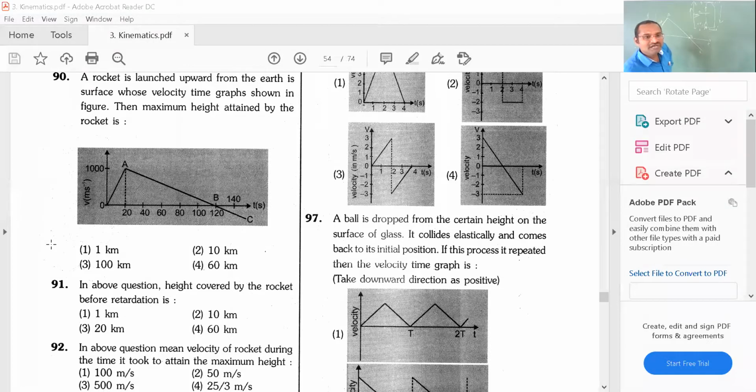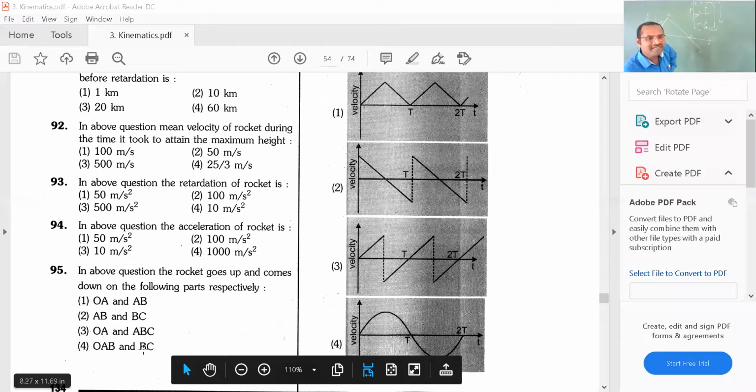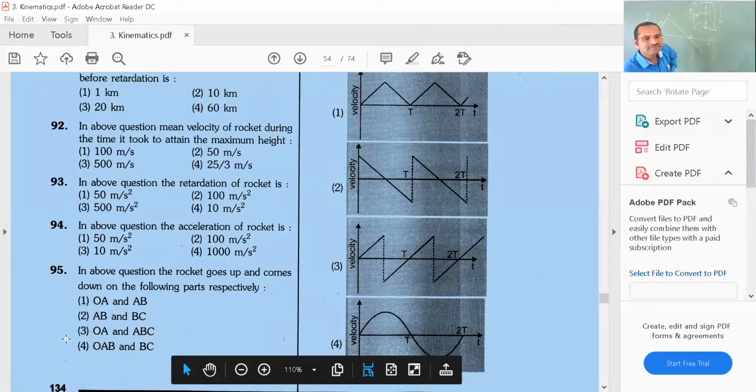So in the above question, the rocket goes up and comes down on the following respectively. Goes up is OAB and comes down is BC. Yes, fourth option is the right answer. This is the right answer. Fourth option.